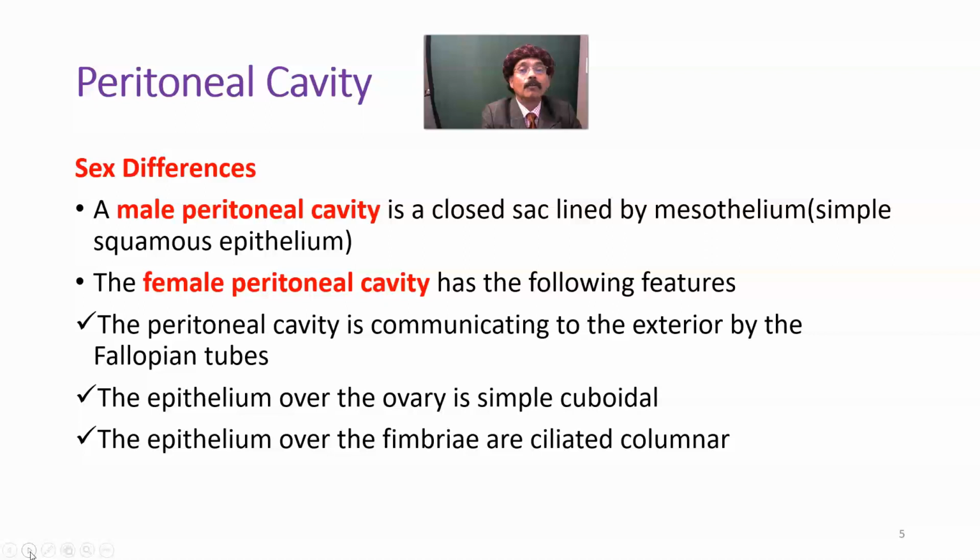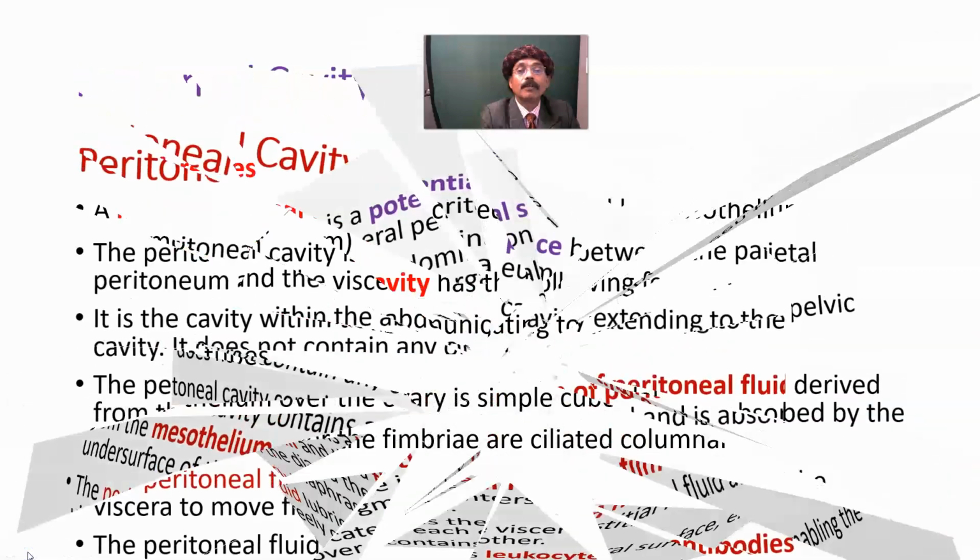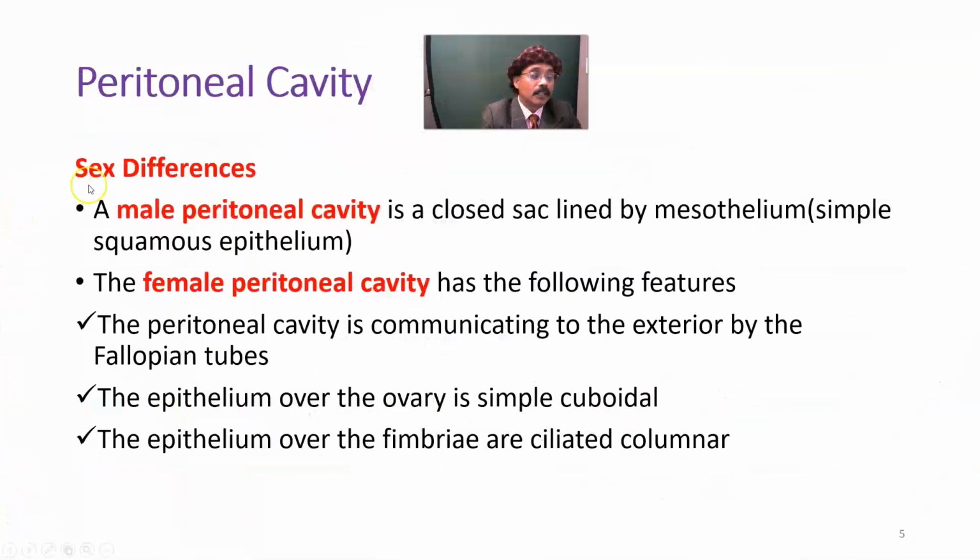Okay, now we'll go to the peritoneal cavity. We have done the peritoneal fluid part; we are still in the peritoneal cavity. There are some differences between the male and female peritoneal cavity. The male peritoneal cavity is a closed sac lined by mesothelium, simple squamous epithelium. The female peritoneal cavity has the following features.